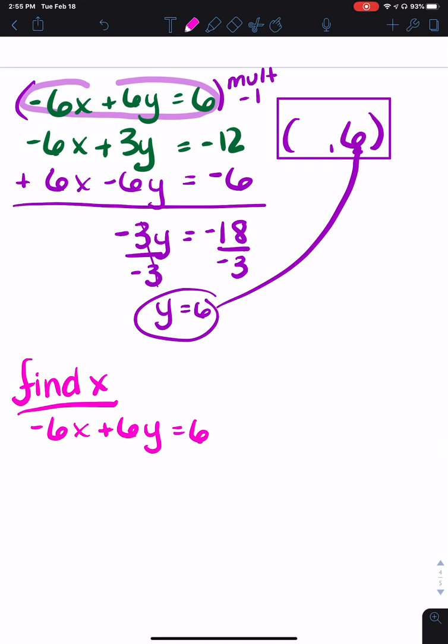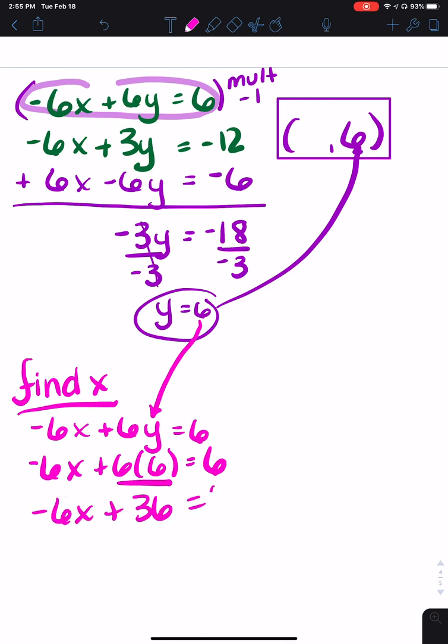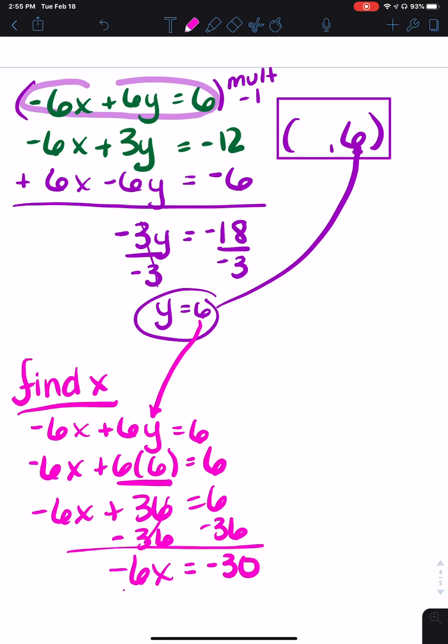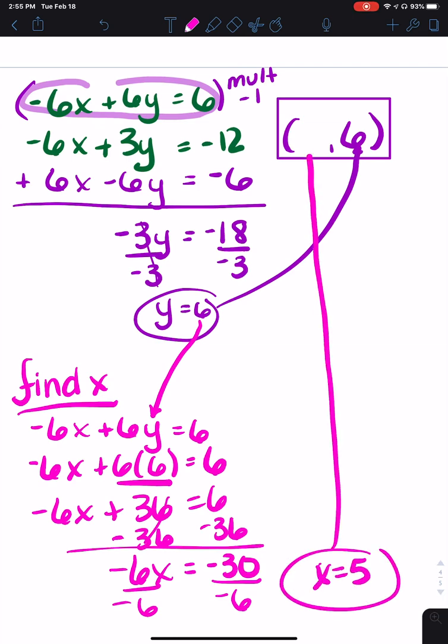Okay, so now we're going to take this 6 and put it in for y. So 6 times 6 is going to give me 36. Okay, so I'm going to subtract 36. So 6 minus 36 is negative 30. Divide by negative 6, and I get x equals 5. That's going to be there.